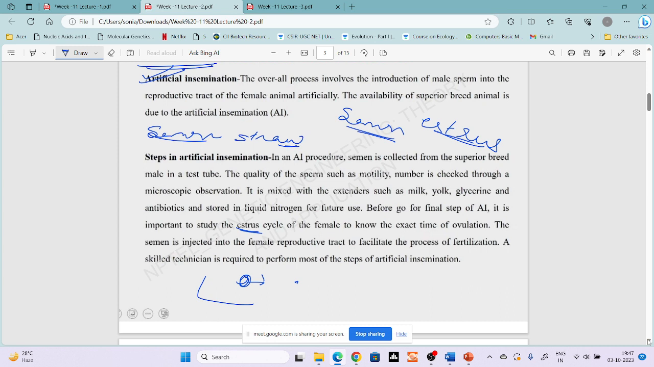So that means you have to have knowledge of the estrous cycle of the female before doing artificial insemination. You have to know the exact timing of ovulation, and only at that time is the semen injected into the female reproductive tract, and therefore you need skilled people for performing the artificial insemination. So artificial insemination is one application of biotechnology in animal sciences, but it requires prior knowledge of the estrous cycle of the females. That is one point you should always remember.